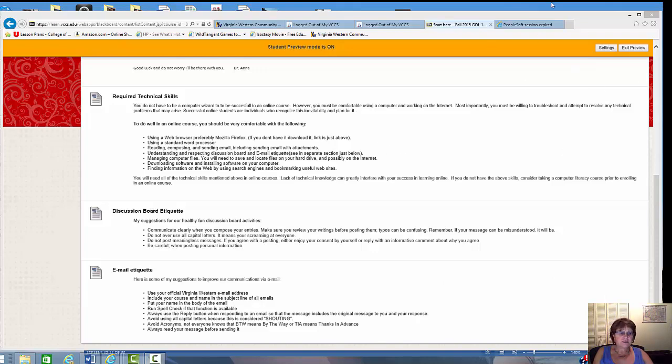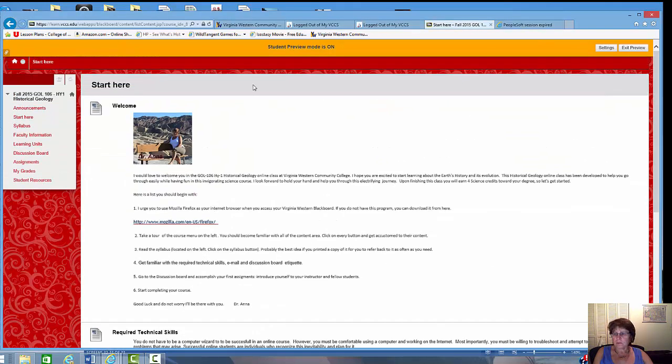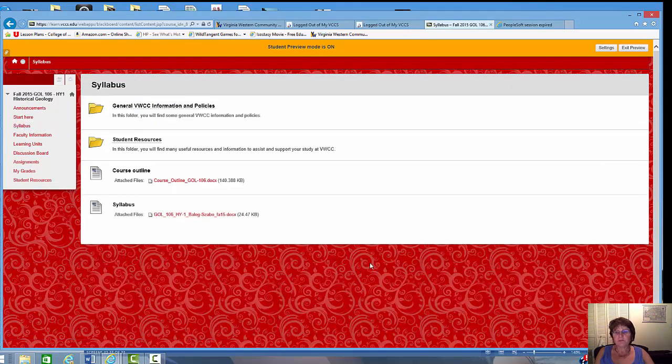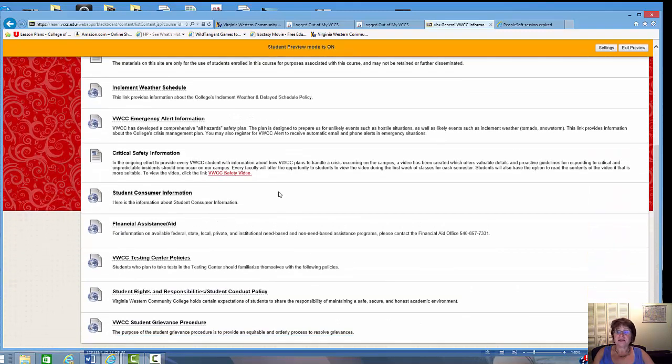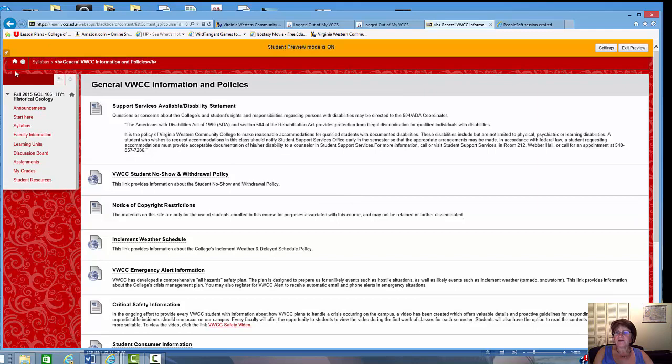The next one is the syllabi, and it is very important that you read this thing. Right here is the general information about Virginia Western policies, so I won't go through it. I didn't put this in the syllabi. It's right here, so you can see the testing center policies, student rights and responsibilities, the grievance policies, emergency, so all of these are here.